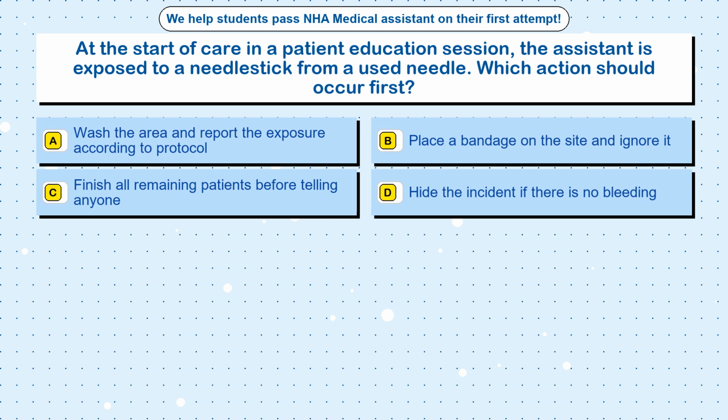Question 12. At the start of care in a patient education session, the assistant is exposed to a needle stick from a used needle. Which action should occur first? Option A, wash the area and report the exposure according to protocol. Option B, place a bandage on the site and ignore it. Option C, finish all remaining patients before telling anyone. Option D, hide the incident if there is no bleeding.